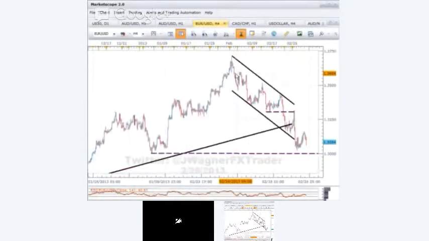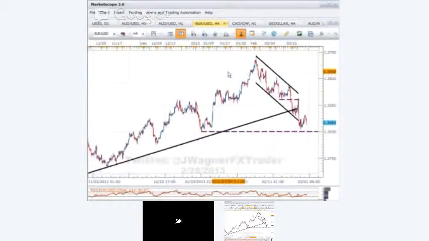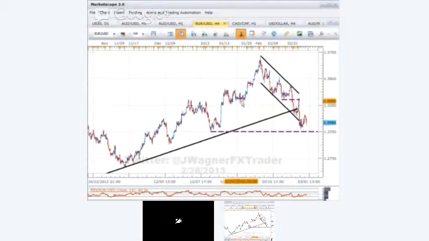Okay, so here's the euro dollar. Why don't we just go ahead and talk about this? We'll talk about a couple of currency pairs. And again, there's two different styles to trade breakouts. We could trade breakouts on a trend line break. So here I have this upward sloping black support line.